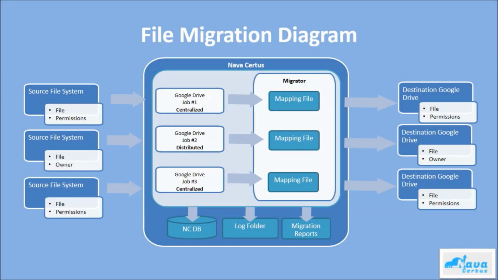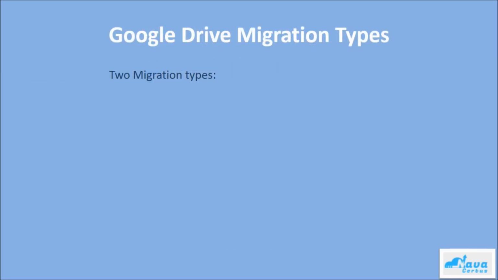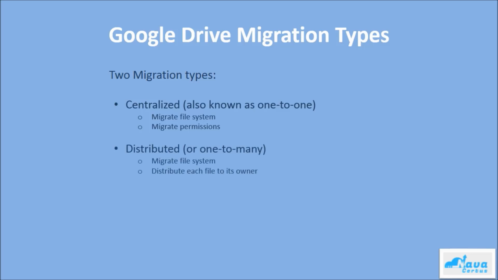Nava Certus was designed for a variety of situations, whether you're migrating just a few users or your entire organization. Nava Certus NC supports two main forms of migration: centralized, also known as one-to-one, and distributed, or one-to-many.